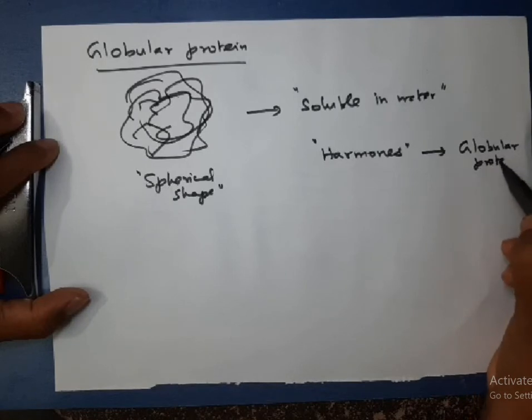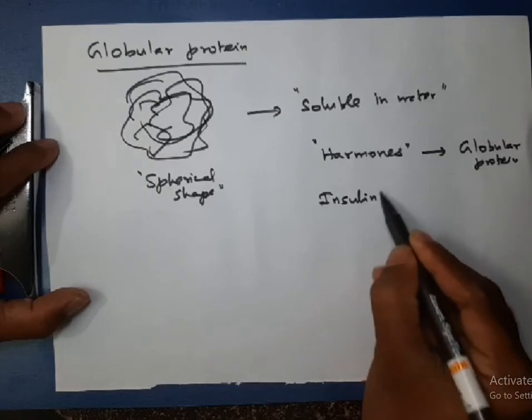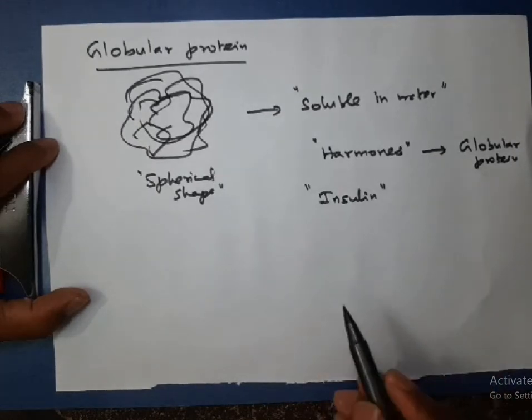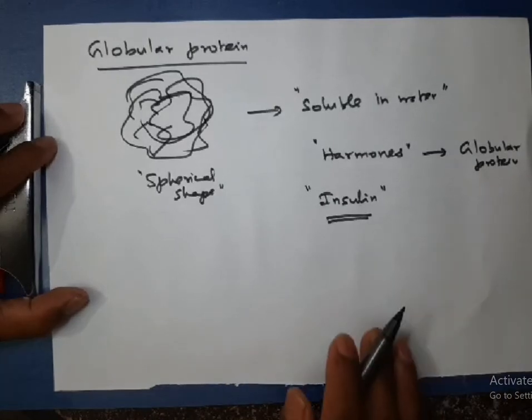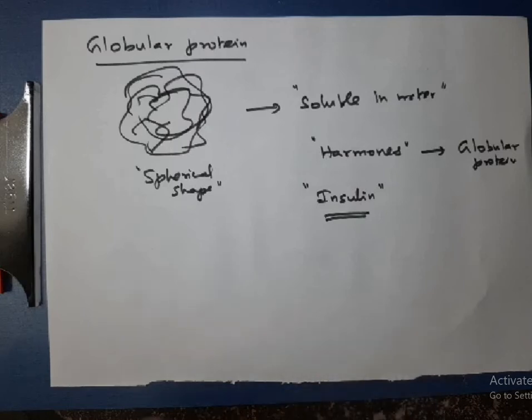Globular proteins. Say for example, insulin. You know very well, insulin is a hormone, which is a globular protein. It is readily soluble in water, and controls the glucose level in blood. It's a globular protein. So we classify proteins into two, fibrous and globular, based on the shape.